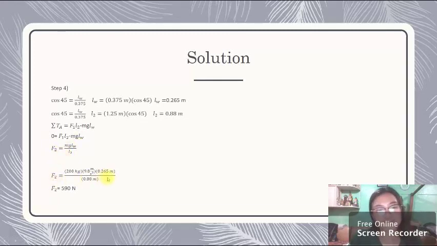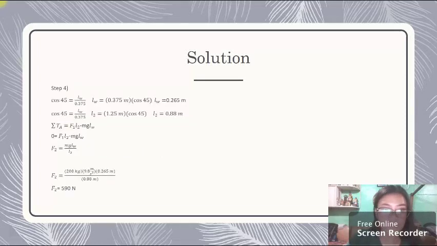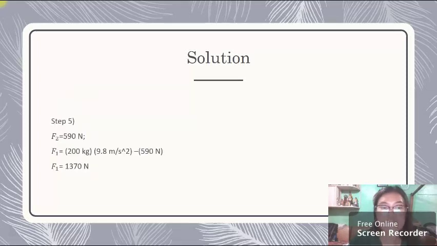Then we're going to plug in the values that we have, and we're going to get an answer of 590 newtons. After that, since we have the magnitude of force exerted by the top person, which is 590 newtons, we're going to substitute it to get the value of F sub 1. So we substitute it, we're going to have a value of 1370 newtons. So therefore, the magnitude of force exerted by the bottom person is 1370 newtons.